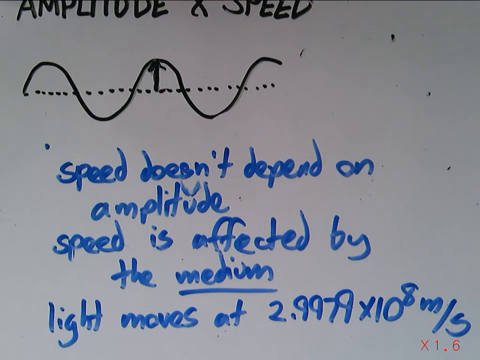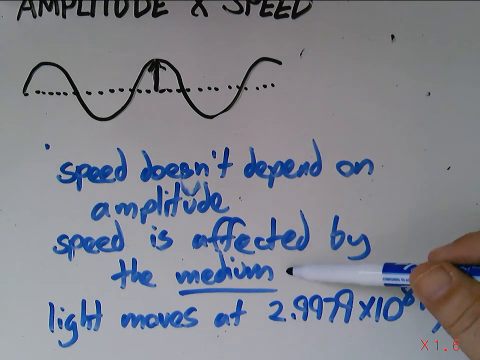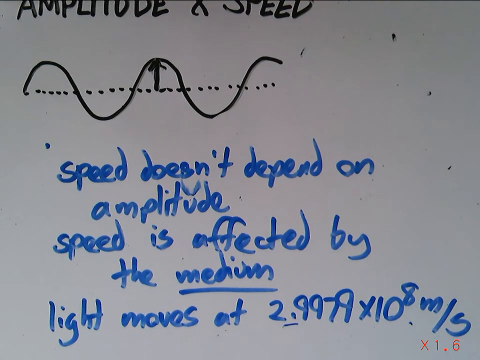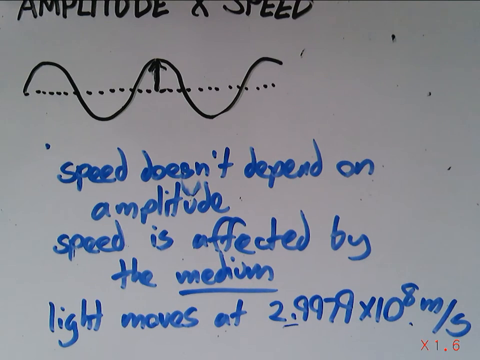And light will move at a slightly slower speed when it's moving through air, and at a different speed than that when it's moving through water. So the speed of light gets affected by what medium it's moving through. It's moving at this speed through a vacuum. So we should always say the speed of light in a vacuum is this. Now, the electromagnetic waves all move at that same speed. But you can have different kinds of waves that move at different speeds, like sound waves.